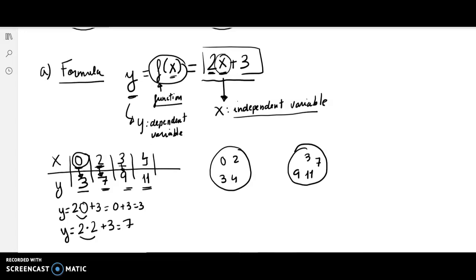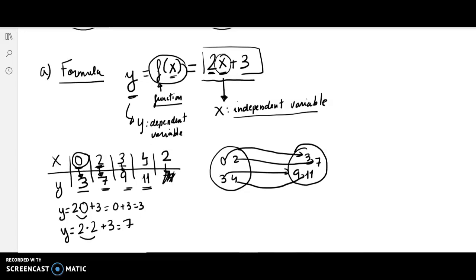So the 0 is related to the 3, the 2 is related to the 7, the 3 is related to the 9, and the 4 is related to the 11. From each number of set x, there is only one relationship, not two relationships. So if I write here again the number 2, I'm going to get again the number 7, not a different number, okay?